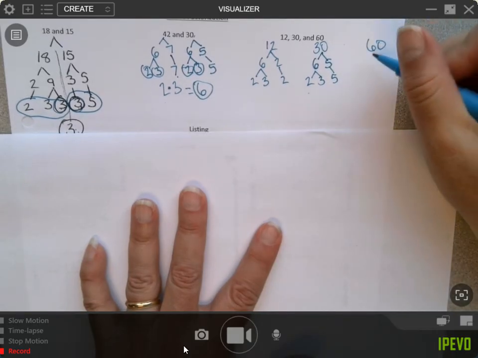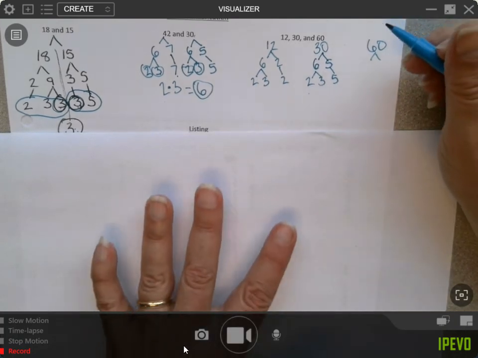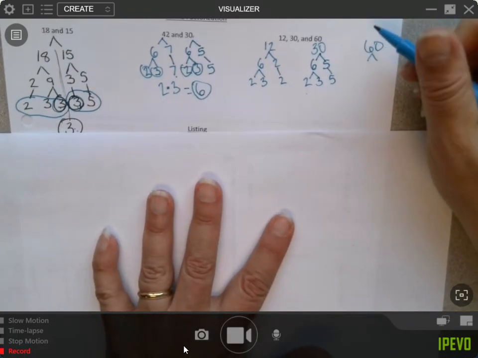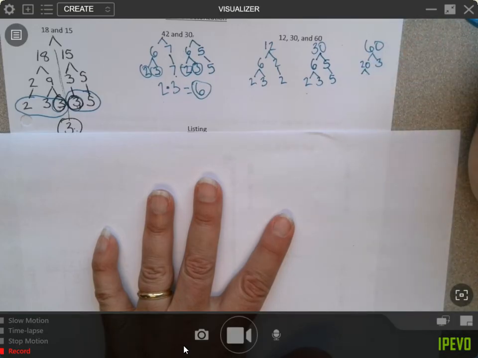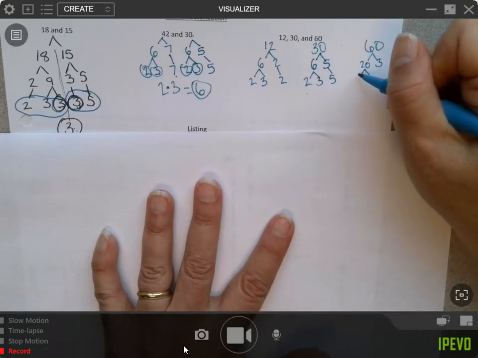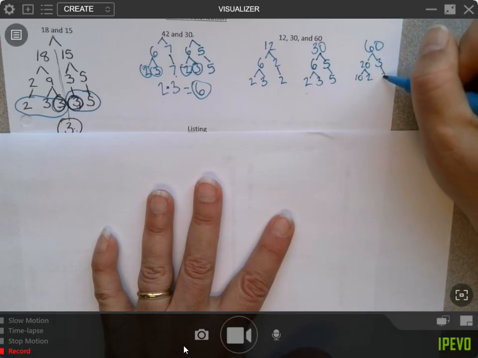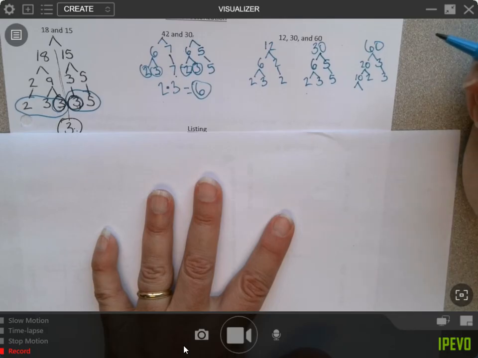Then I have 60. What can I break 60 into, James? 20 and 3. 20 can be broken down into what, James? 10 and 2. And 3 is a prime, it comes straight down. 10 can be broken into what, Adeline?